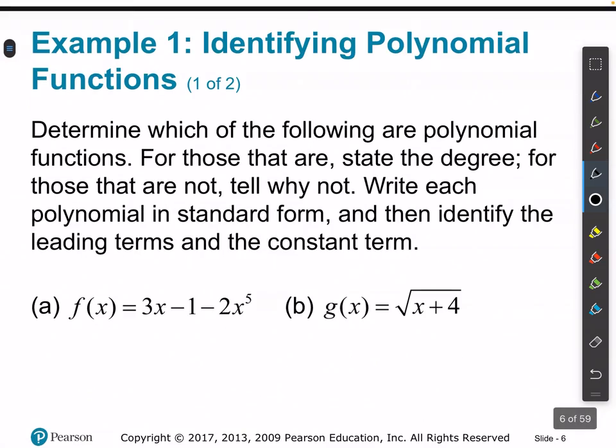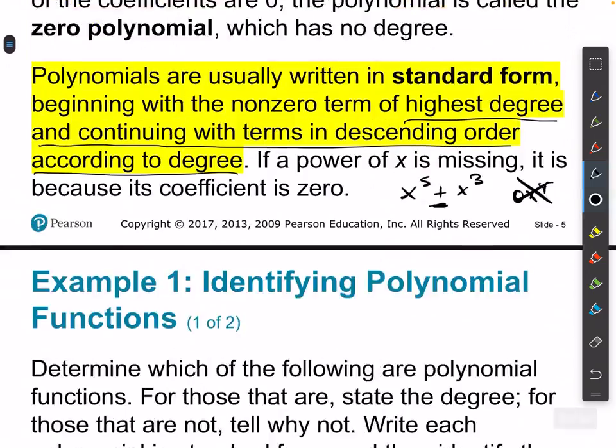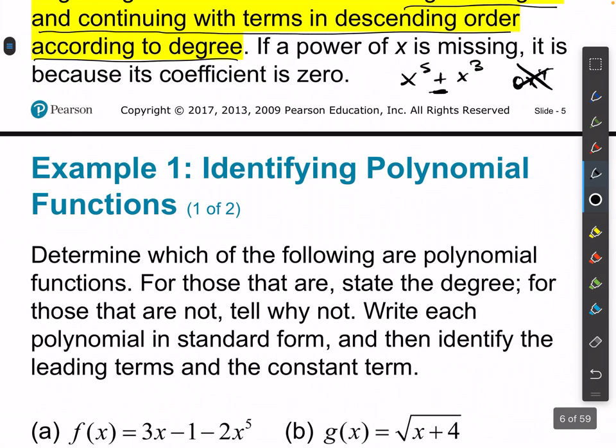So example 1 says identifying polynomial functions. For a polynomial to be a function, I want to make this very clear. We need to have non-negative powers or degrees, and then they need to be integers.